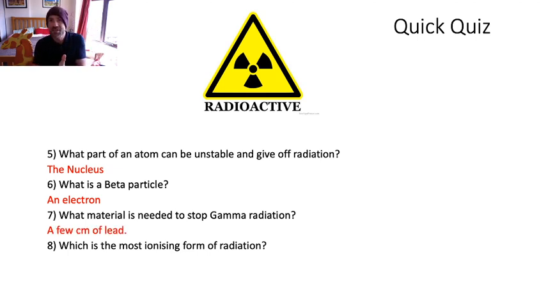Gamma is stopped by lead. And the most ionizing form of radiation is alpha. Okay, so alpha particles can knock electrons off atoms better and more effectively than beta particles, electrons, or gamma, which is an electromagnetic wave. Okay, so there are the answers to your quiz.